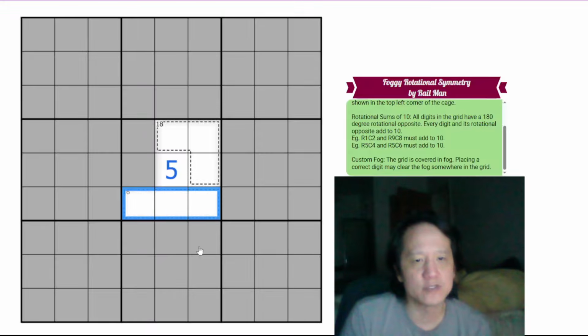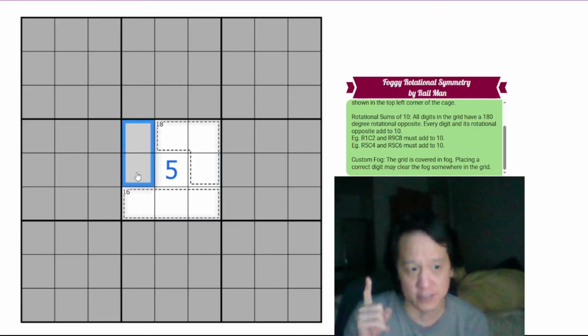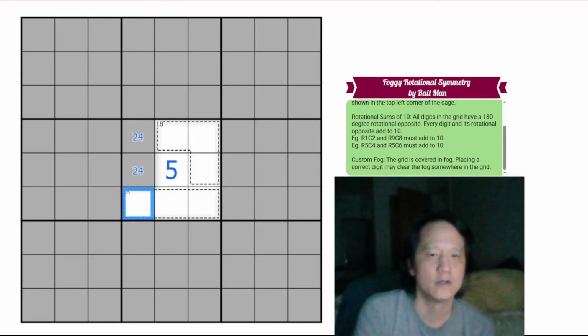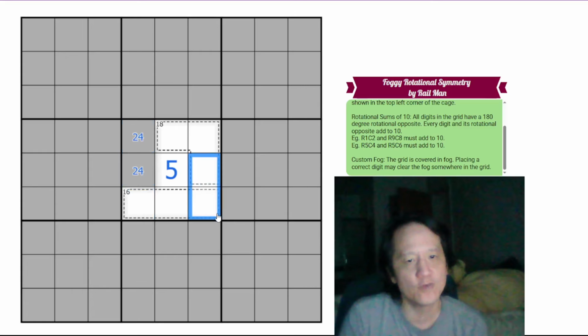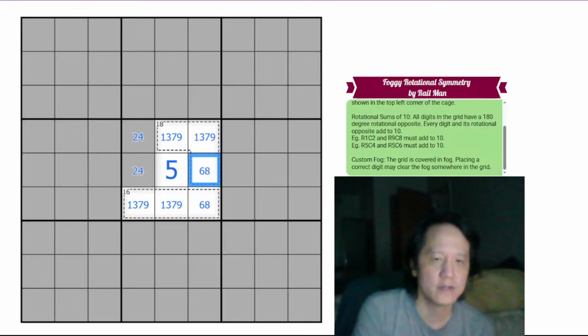We know this adds up to 16. This adds up to 18. So the remaining digits, this is 34 added together plus 5 is 39. Remaining digits must add up to 6, 45 minus 39. So it cannot be 1, 5, so this is a 2, 4 pair. Rotationally opposite 2 and 4 are 6 and 8. This has to be a 1, 9 or 3, 7 pair. 1, 3, 7, 9.